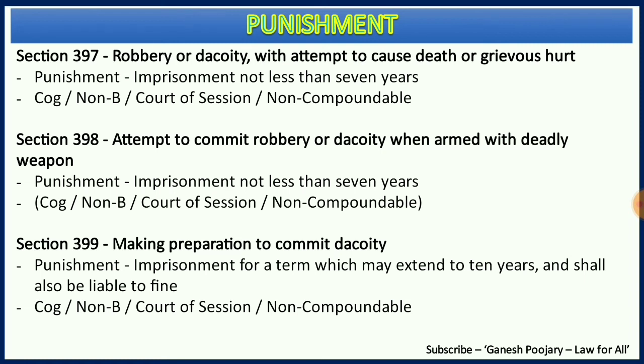What if somebody was preparing for committing dacoity and they were caught? What is the punishment? Here section 399 discusses the same, which is all about making preparation to commit dacoity. Here the imprisonment can go up to 10 years along with fine, and they are considered cognizable offences. They are non-bailable offences. The court of session can conduct the trial and they are non-compoundable offences.